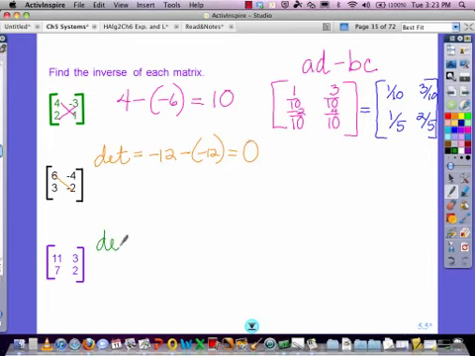What is our determinant? You always have to figure the determinant to determine whether an inverse exists. That's the whole key. So the determinant, left diagonal's product, 11 times 2 is 22, minus the right diagonal's product, 3 times 7 is 21. 22 take away 21 is a 1. So our determinant is not 0. It means an inverse exists, and it means we should be able to write it.